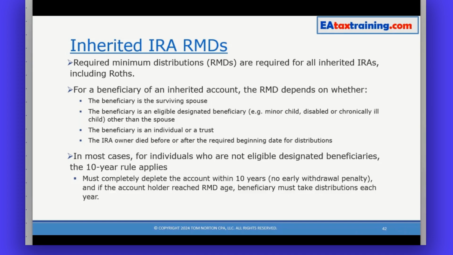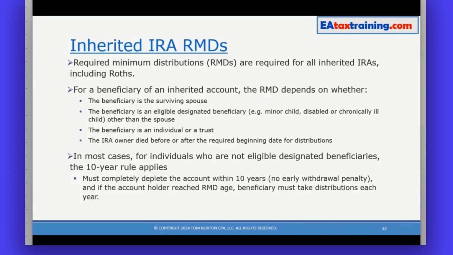Next thing that's going to depend is whether the beneficiary is an individual or a trust. So a person can leave an IRA to an individual person, or they can make the beneficiary a trust. And so the options for RMDs can be different depending if it is an individual or a trust who is the beneficiary.